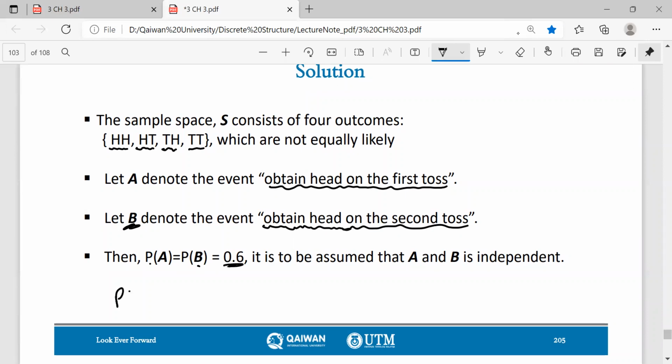So the probability of A complement, which is the probability of tail, equals 0.4. How about the probability of B complement? It's the same, because the probability of B is 0.6, so its complement must be 0.4. This is the probability of tail on the first toss, and this is the probability of tail on the second toss.